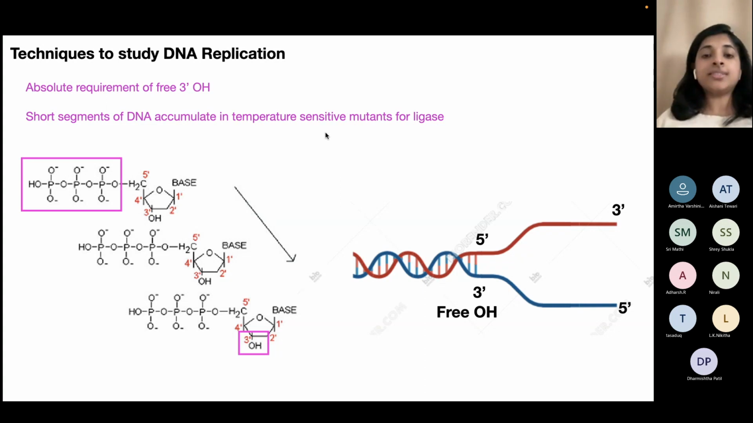So, in this case, if there is a mutant for ligase present, then the Okazaki fragments that we now know today will not be joined together. So in this case, from these cells, you can isolate these short segments of DNA, and that is what they observed. Based on this, they set up a very simple experiment.